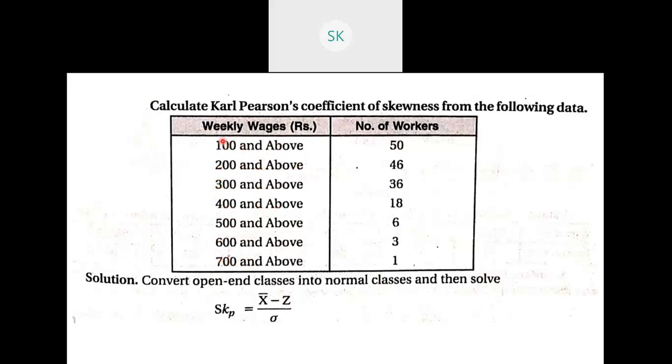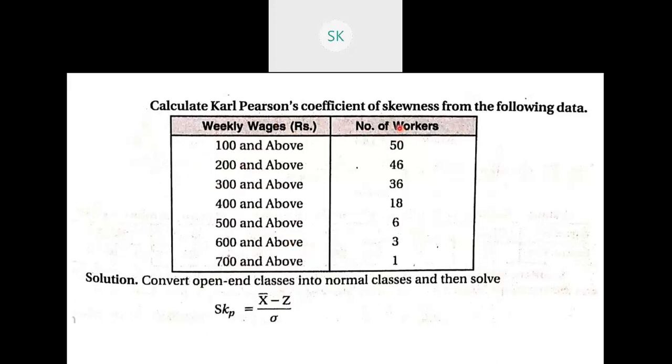We have converted the open-end class intervals. If you see, the lower limit is present and the upper limit of the class interval is not given definitely, so these are called open-end class intervals. And for all open-end class intervals, you will have the frequencies also in cumulative.